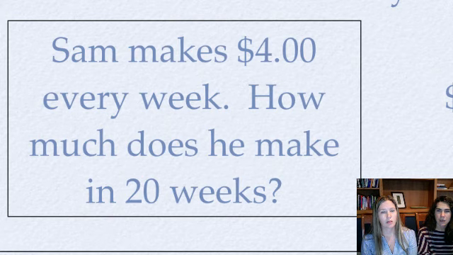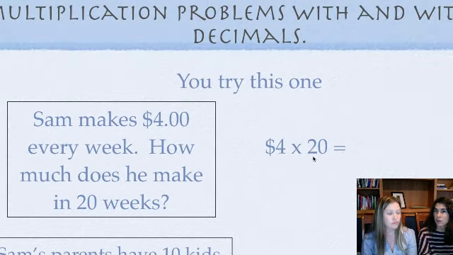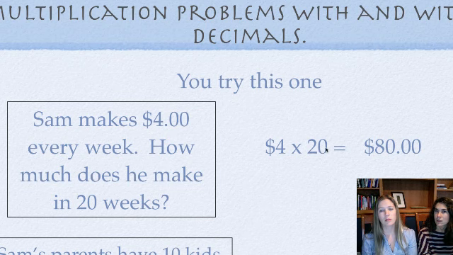So let's take a moment to think about this. We have $4 times 20. A lot of you, I'm sure, are thinking, oh yeah, 4 times 2 equals 8. And then we just have to tack on this one 0.